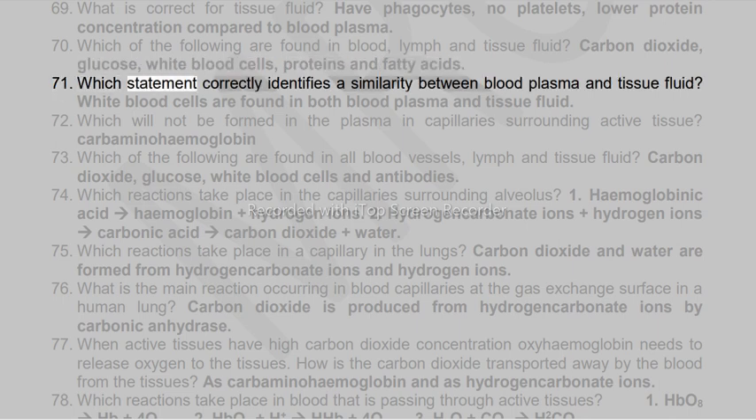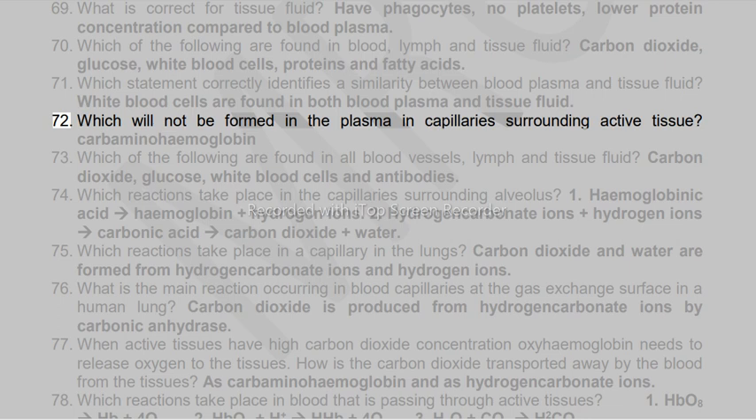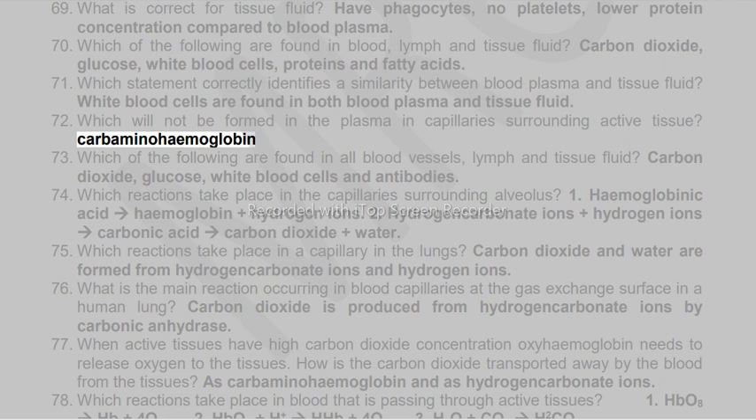71. Which statement correctly identifies a similarity between blood plasma and tissue fluid? White blood cells are found in both blood plasma and tissue fluid. 72. Which will not be formed in the plasma in capillaries surrounding active tissue? Carbaminohemoglobin.